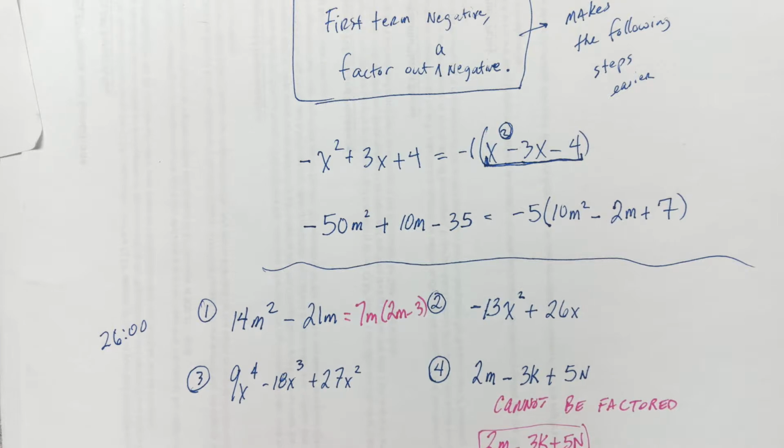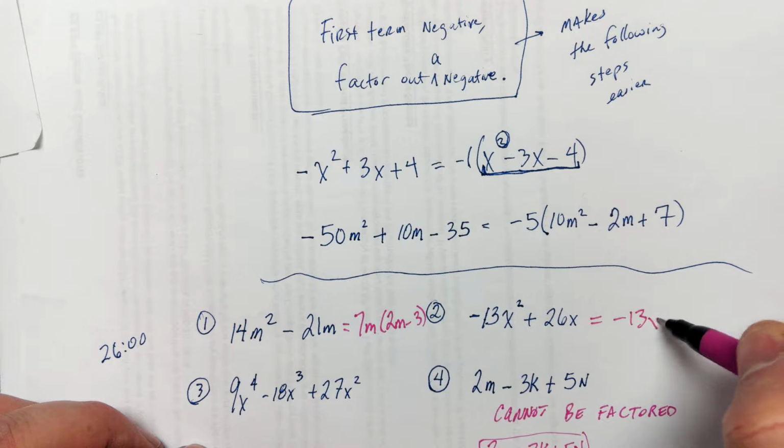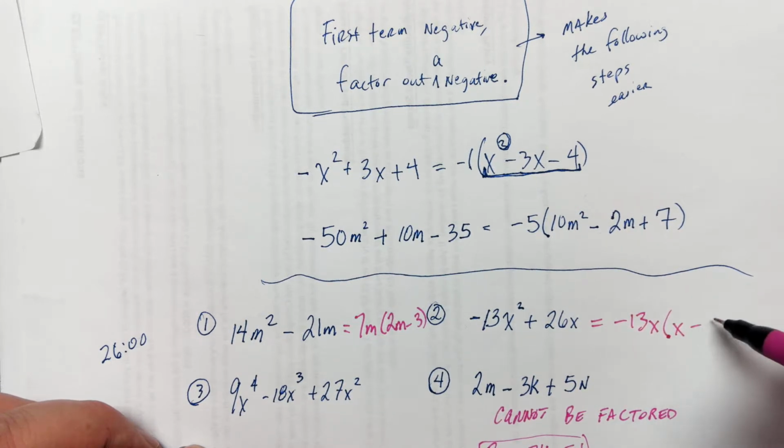It starts with a negative, right? So we want to take out a negative, and they both have a 13, and they both have an x. So x minus 2.